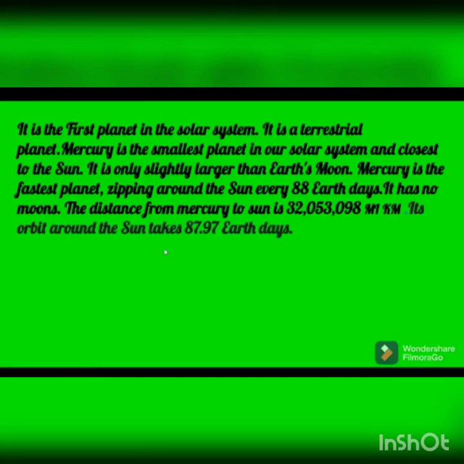It has no moons. The distance from Mercury to the sun is 32,053,098 kilometers. Its orbit around the sun takes 87.97 Earth days.